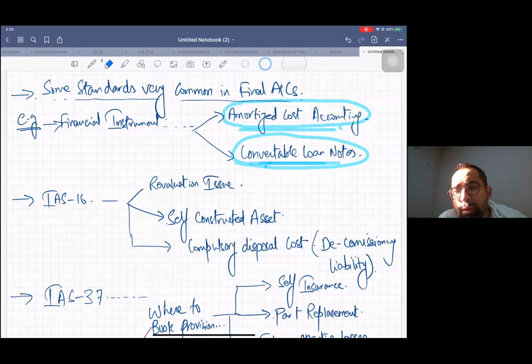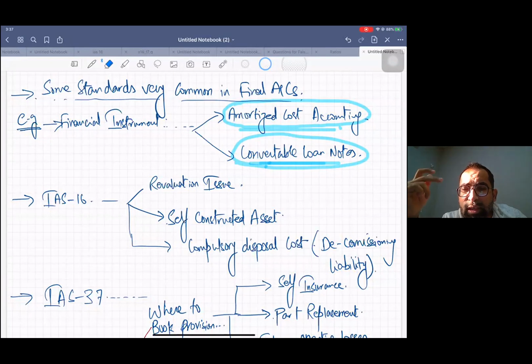And how are you going to do this? First of all, treat the complete transaction as a pure loan and identify all cash flows. There are two types of cash flows basically: periodic interest, and finally the redemption amount, the principal amount. Plot those cash flows and discount them. Compute the present value of all future cash flows using the market interest rate. Then you will get the present value of the liability element.